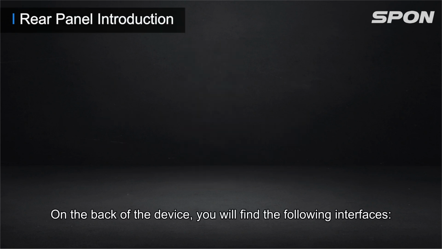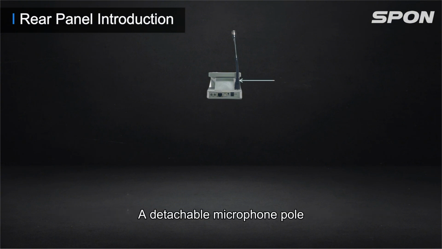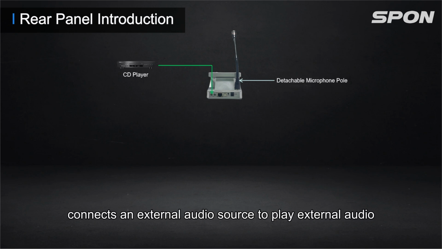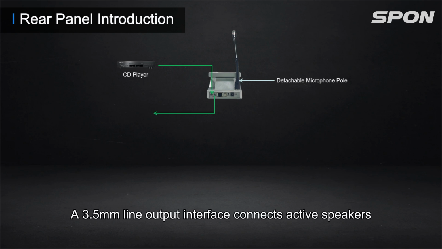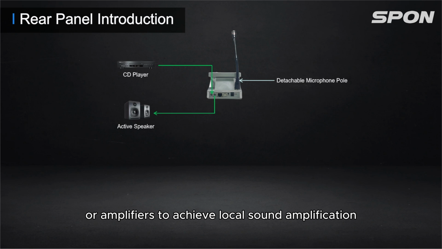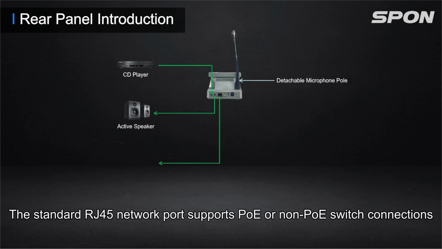On the back of the device, you will find the following interfaces: a detachable microphone pole. A 3.5mm line input interface connects an external audio source to play external audio. A 3.5mm line output interface connects active speakers or amplifiers to achieve local sound amplification. The standard RJ45 network port supports PoE or non-PoE switch connections.